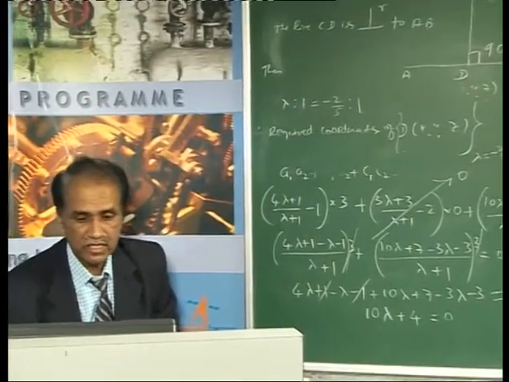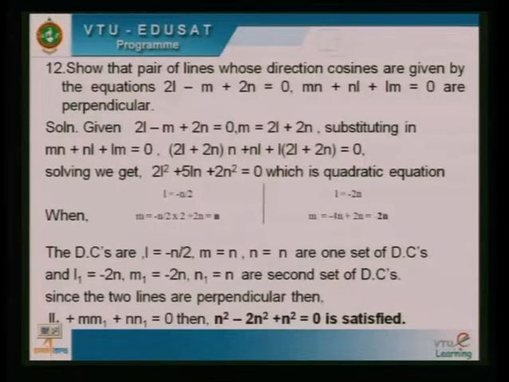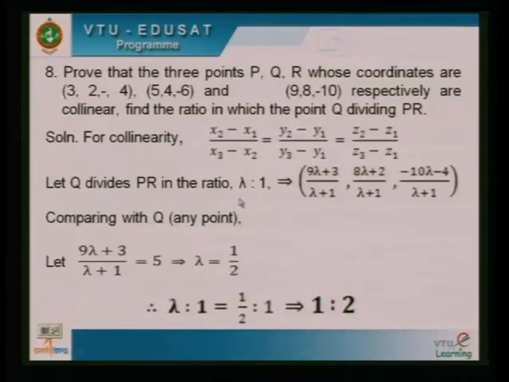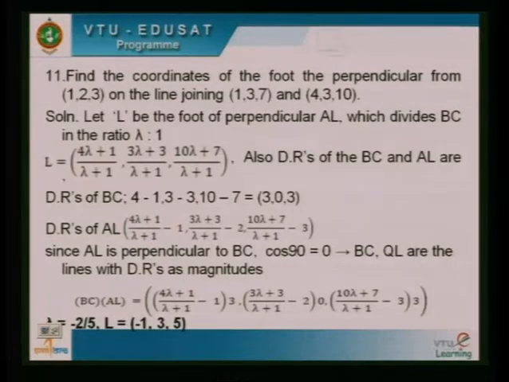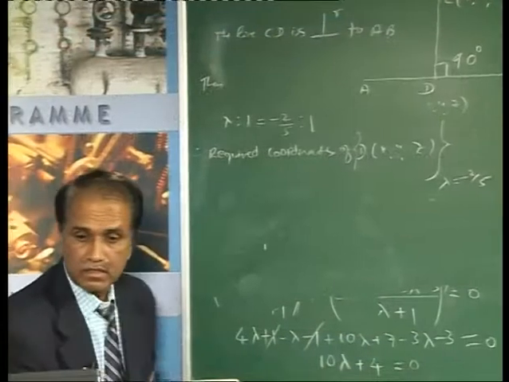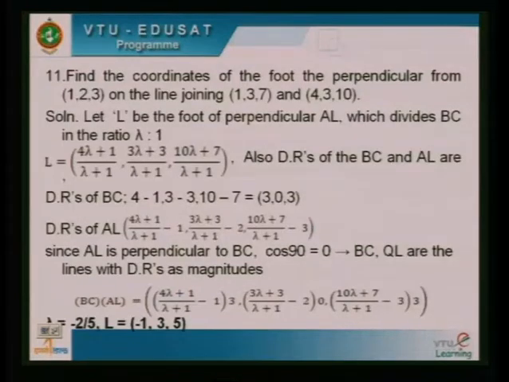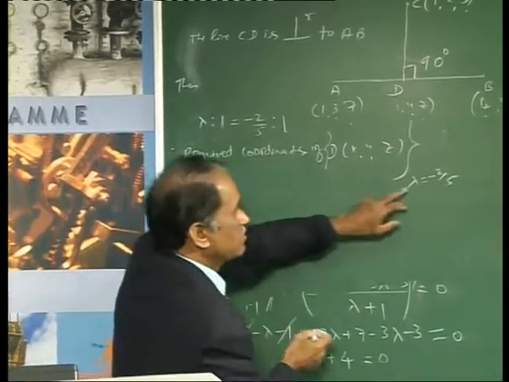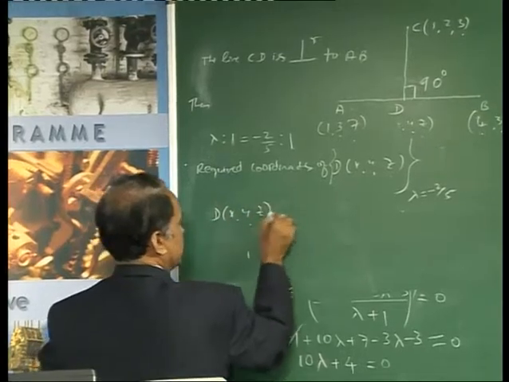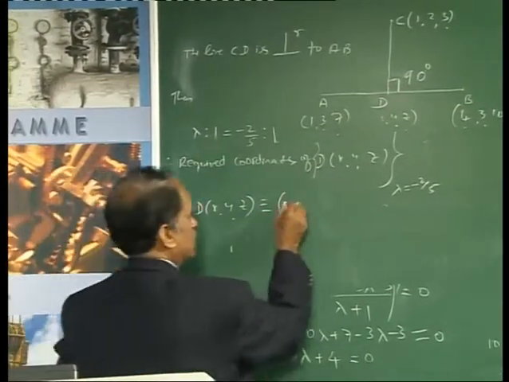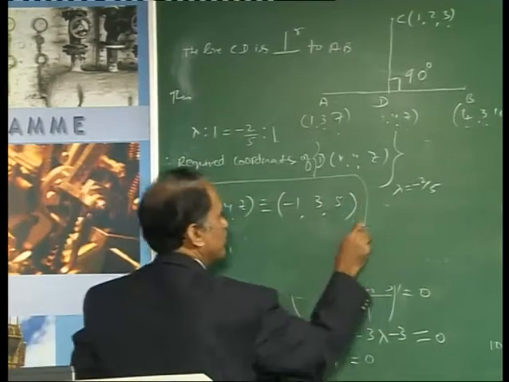So, by introducing the value of lambda is equal to minus 2 by 5, we will be able to get the values using the section formula. You are going to substitute, that is 137 here, then lambda into 1, where lambda is equal to minus 2 by 5, you are getting these values. So D, x comma y comma z, is equivalent to minus 1, 3 and then 5. This is the final calculation.